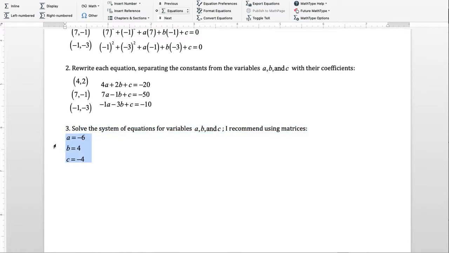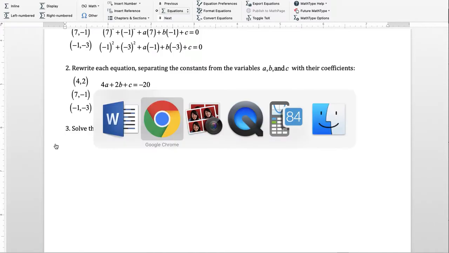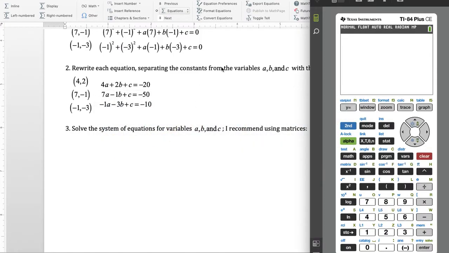I'm going to go into the calculator. Oops, didn't want that one just yet. So I'm going to go into the calculator. Just a reminder that over in the calculator we can use matrices to solve a system. Going to second matrix, over to math, I'm going to scroll to RREF, our reduced row echelon form. Now we're going to do RREF for the coefficient and solution matrix that we have.